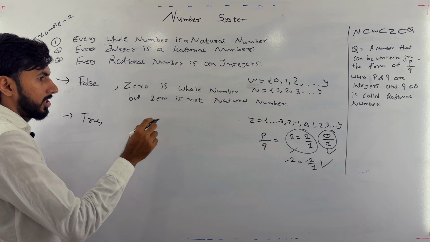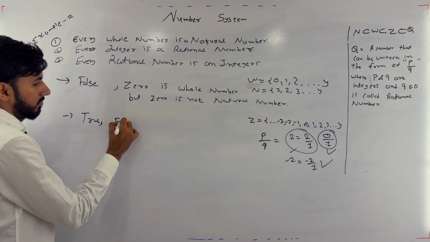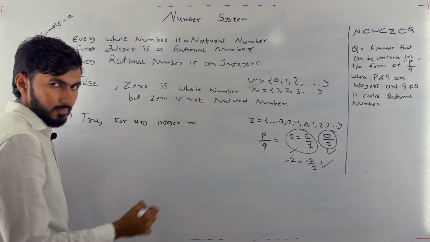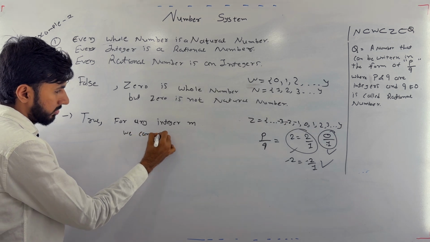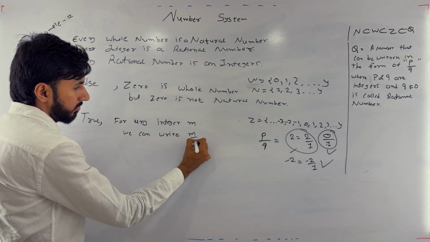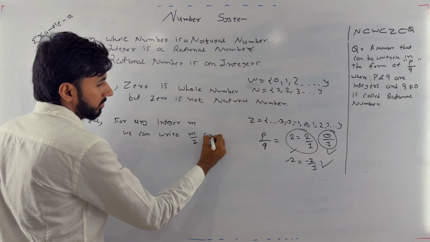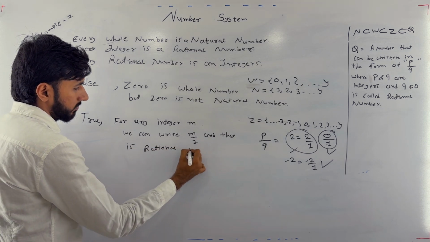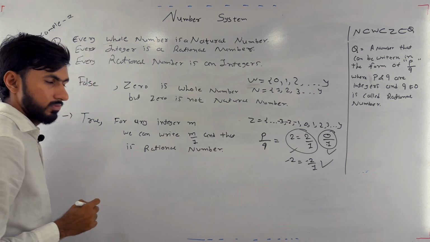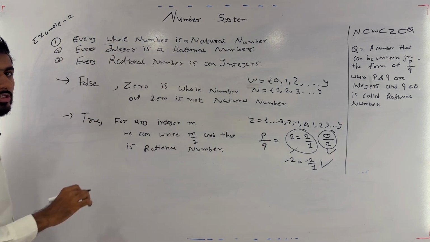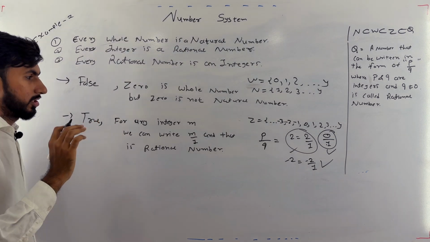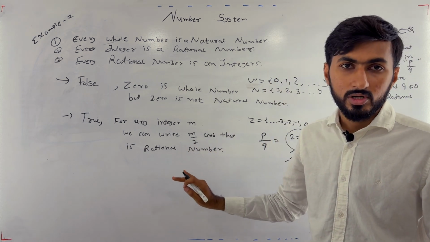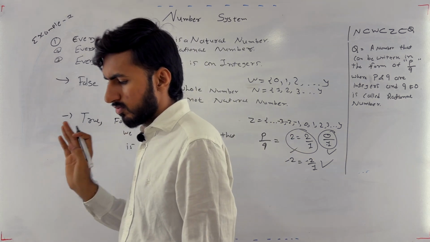So here I write: for any integer m, we can write m by 1, and that is a rational number. Here is the reason that every integer is a rational number. You can change the language as you want, but the meaning should remain the same, or else you can write anything.